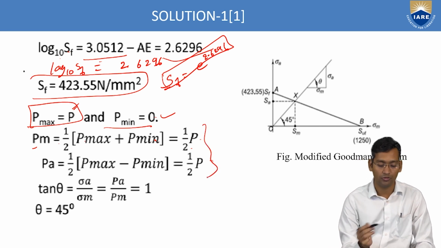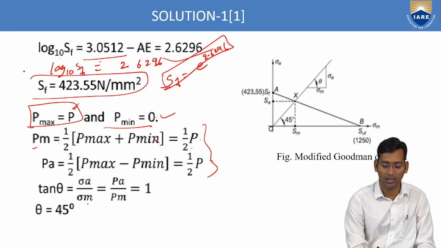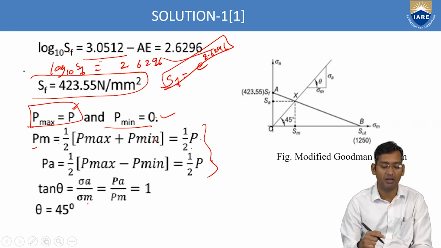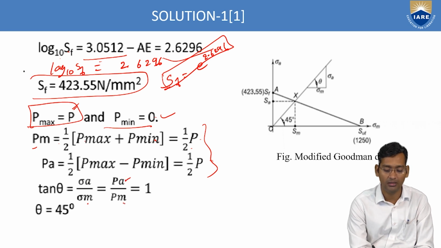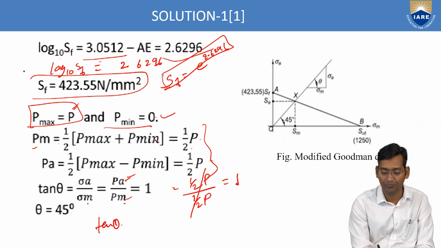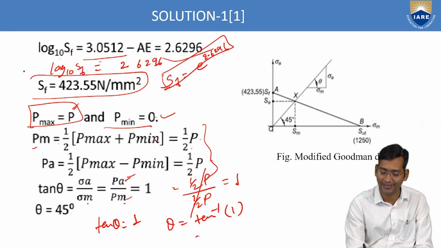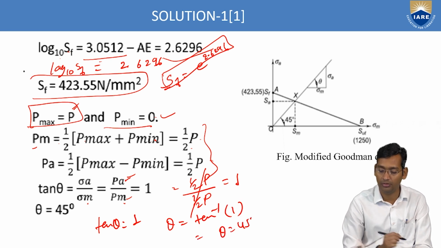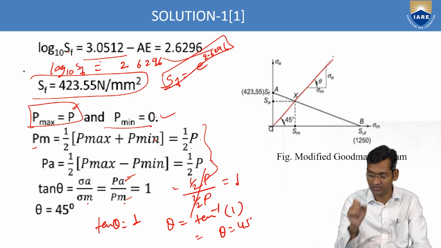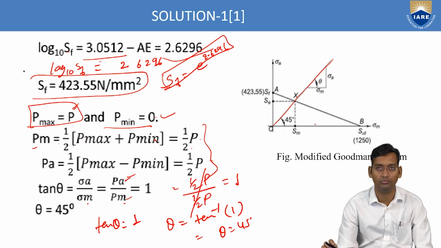So now tan theta will be sigma A by sigma M. Sigma A by sigma M is what? Capital PA by A divided by PM by A. A gets cancelled, so PA by PM. What is PA? PA is 1 by 2 P. PM is also 1 by 2 P. So these two get cancelled, giving 1. So tan theta equals 1. Hence theta equals tan inverse 1, and that is theta equals 45 degrees. So now just see, this will pass through the origin at exactly 45 degrees.